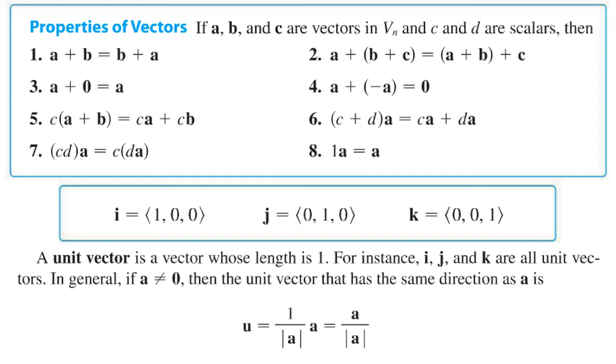So in general, if you have a vector that's non-zero, then the unit vector that has the same direction as the original vector A would be to multiply that A by 1 over the magnitude. Or you could just do the vector divided by the magnitude. That would be the same thing. That's called a unit vector. And we'll do a lot with unit vectors.